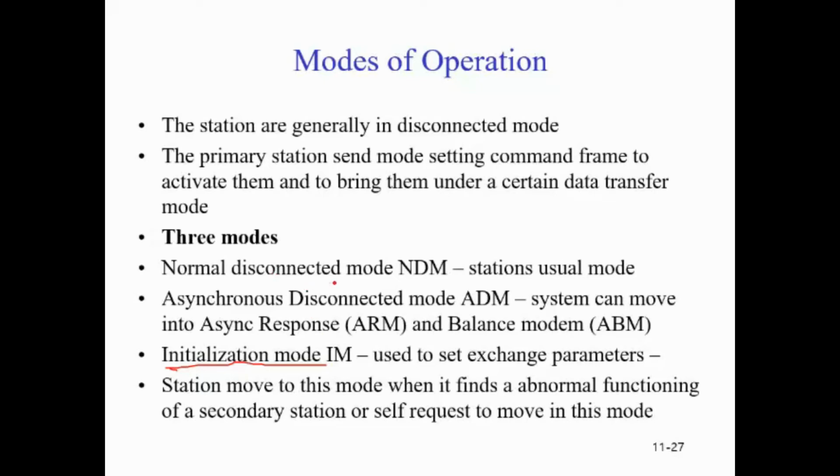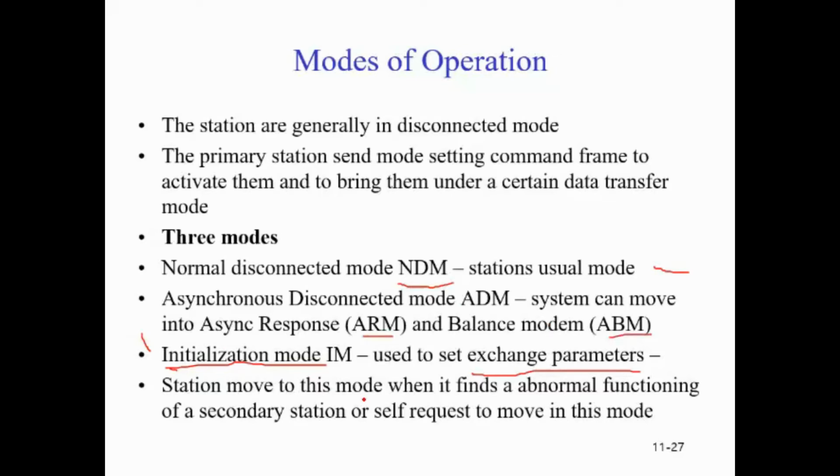First, let's talk about the normal disconnected mode. Stations are usually in this mode when they turn on in a network. From the asynchronous disconnected mode, a system can move into normal response mode and asynchronous balanced mode, which we've discussed earlier. So what is initialization mode? IM is used to set exchange parameters. If you want to exchange or change the parameters, you can move into initialization mode, and from here you can move into either NRM or ABM.